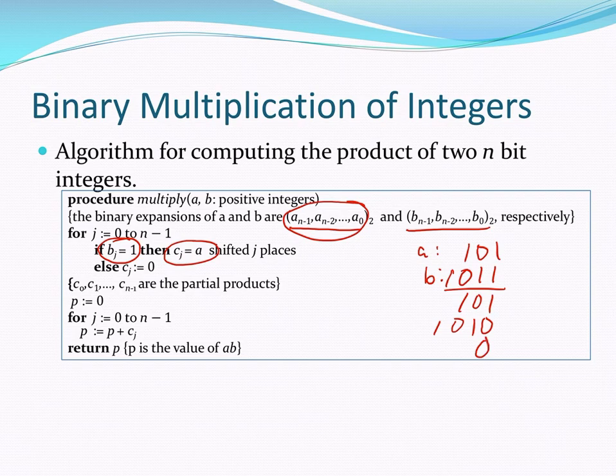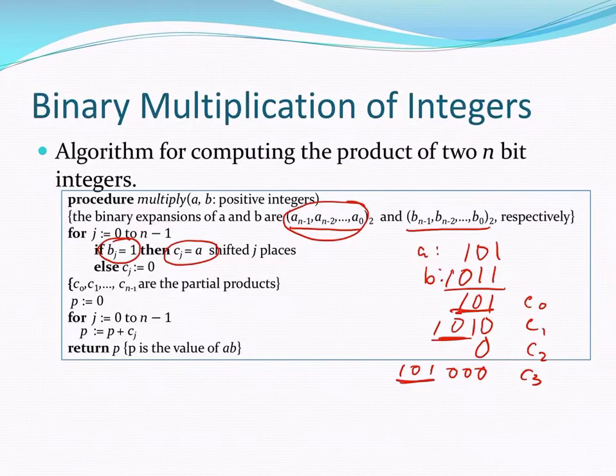So this is going to be c sub 0, this is c sub 1, this is c sub 2, and c sub 3 would be a shifted 3 places. So 000101, that'll be c sub 3, okay? But in every case, we're just basically writing down a and shifting it over.